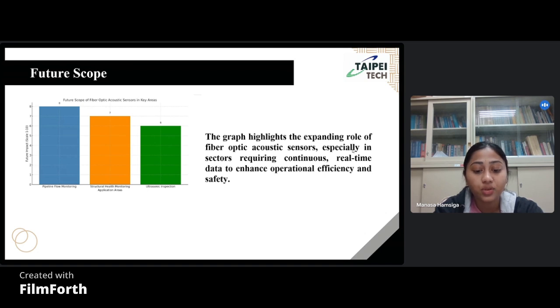This bar graph illustrates the future impact of fiber acoustic sensors across three different primary applications as listed below. Each bar represents a hypothetical impact scale from 1 to 10, with pipeline flow monitoring being the highest at 8, indicating a strong potential for advancement in this field. The second is structural health monitoring with a score of 7, reflecting significant opportunities in predictive maintenance and real-world monitoring for infrastructure safety. And last is the ultrasonic inspection of structures, with a score of 6, showing promising but comparatively moderate potential for development.